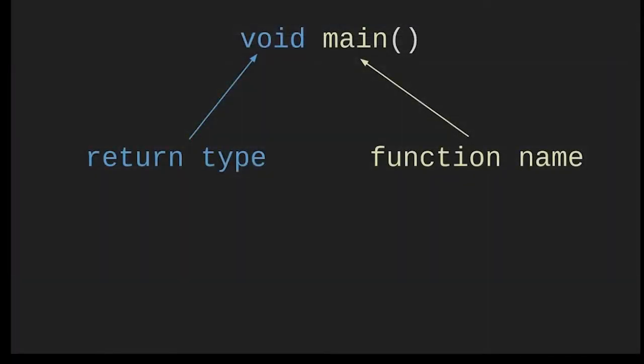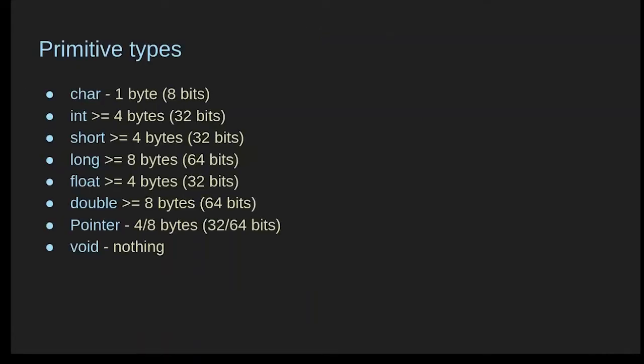But anyways, let's look at what return types are. Or you can also call them primitive types. You can have more return types than primitive types, but for now we'll look at the primitive types, which are the very basic types you can have in a program. Starting with the smallest one, which is char, which is 1 byte, so 8 bits.